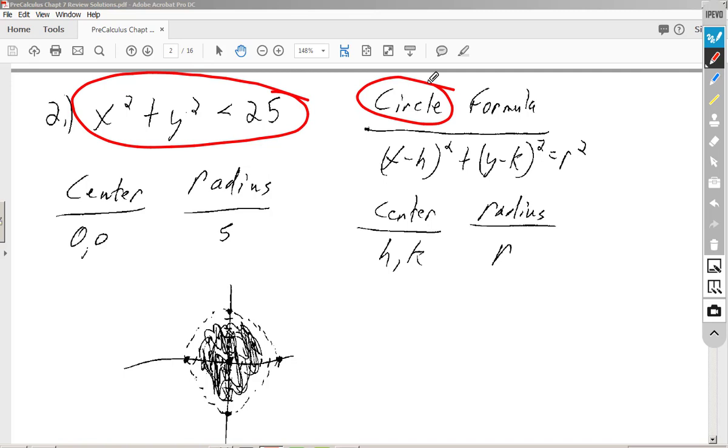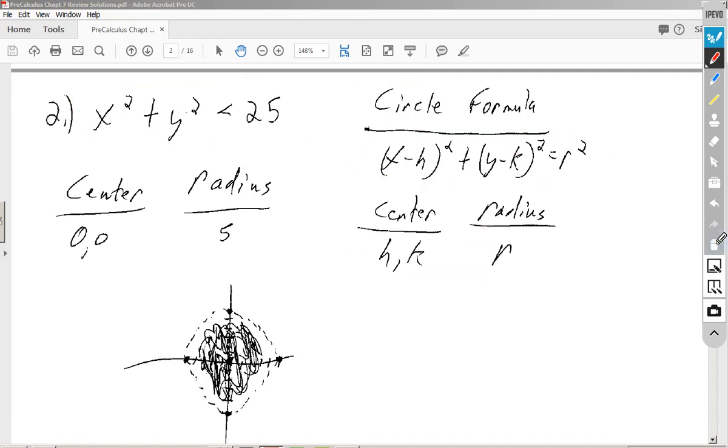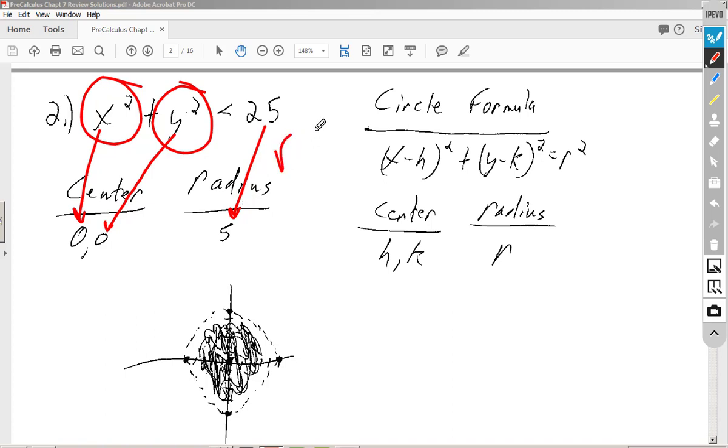Now if you want to, you can use the circle formula to sketch this graph, where h and k are your center, and your radius is equal to the square root of r. Now you're going to notice there are no shifts or movements. This is x squared, y squared is by itself. So that means my center at x would be 0, my center at y would also be 0, and then my radius is going to be 5, the square root of 25, which is 5.